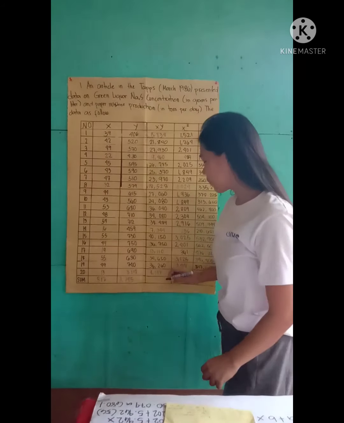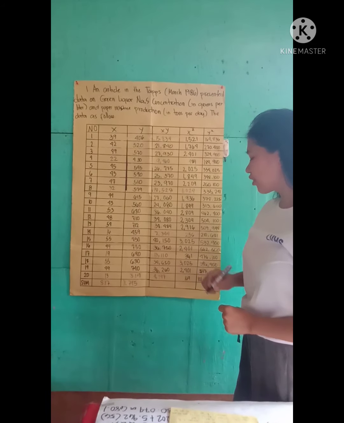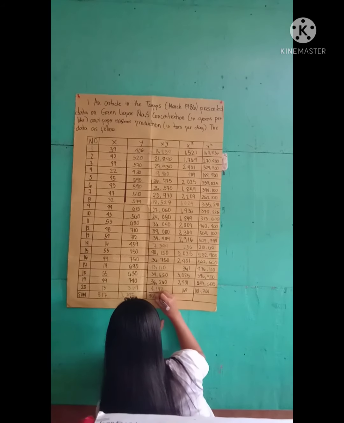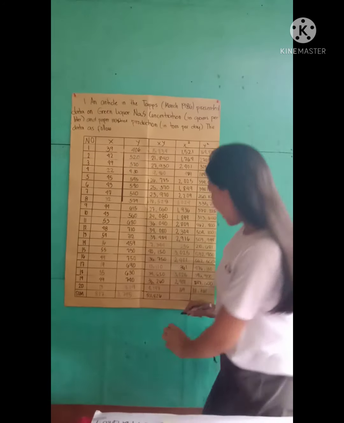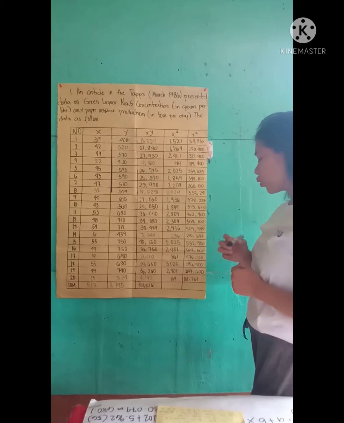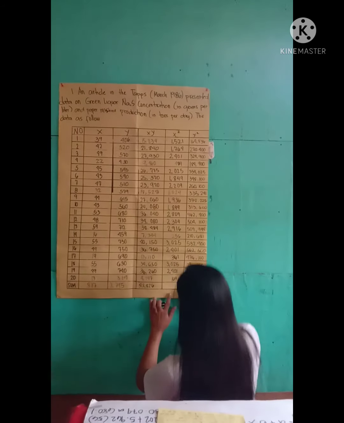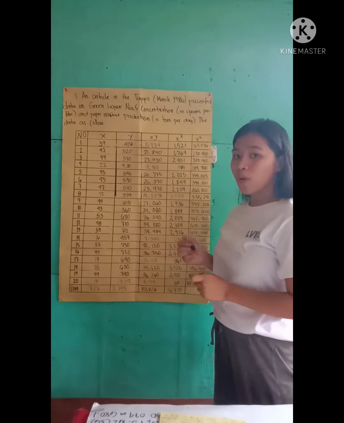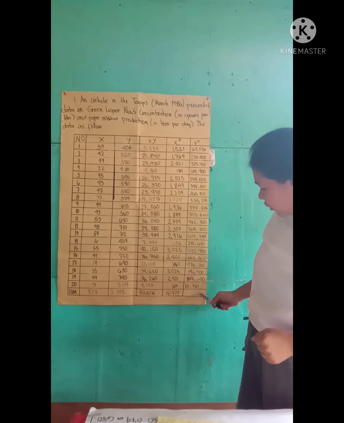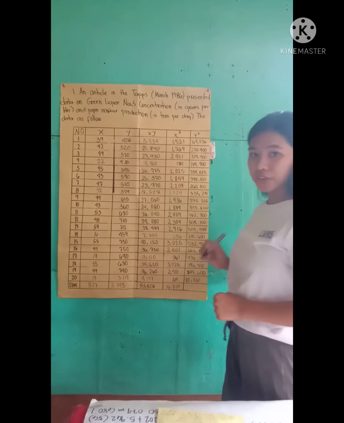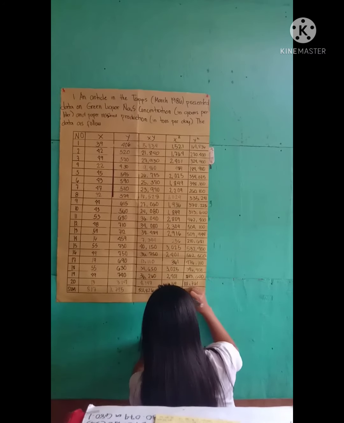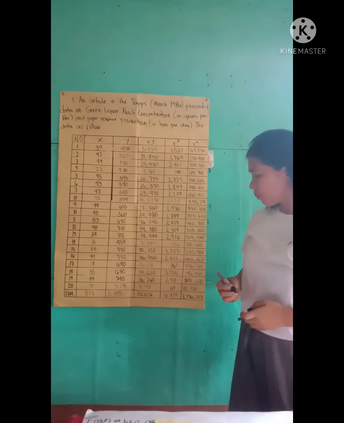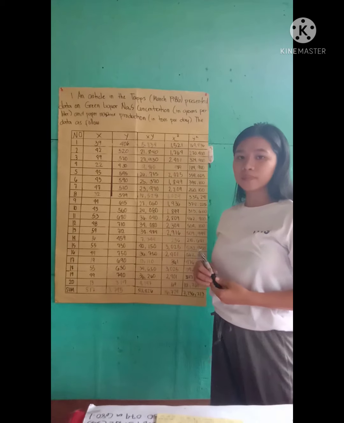For the xy column, it is 501,826. For the x squared column, it's 36,729. And lastly, the y squared column is 7,236,213. And now, we have the complete table already.